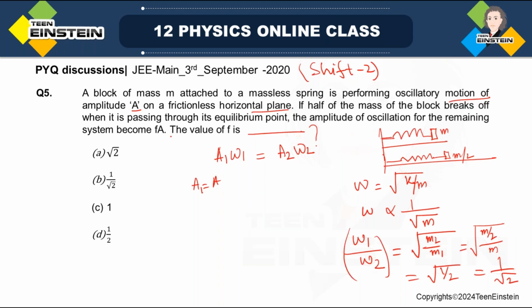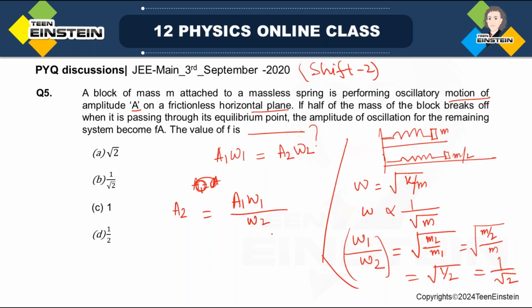Now I have to find out the amplitude. Here a1 is given as a, so I have to find out a2. That means a2 is a1 times omega 1 divided by omega 2.